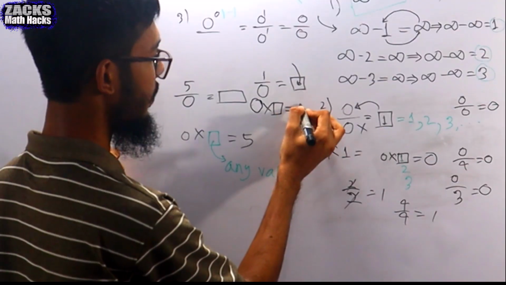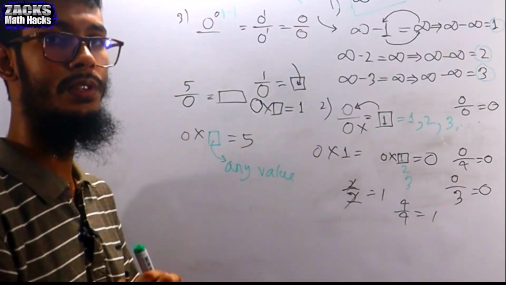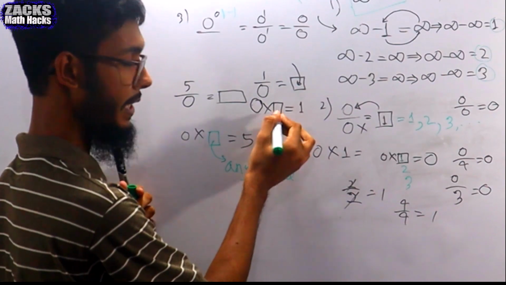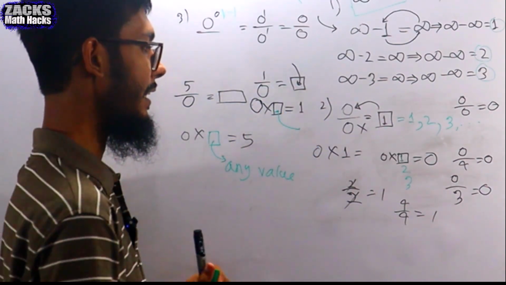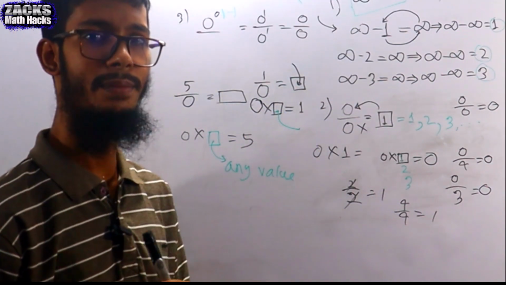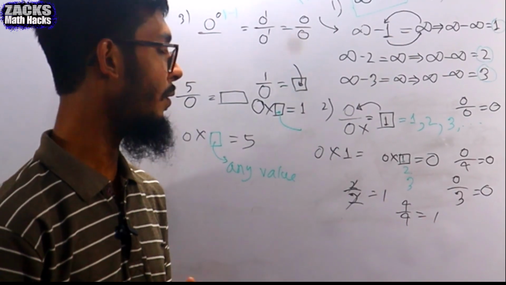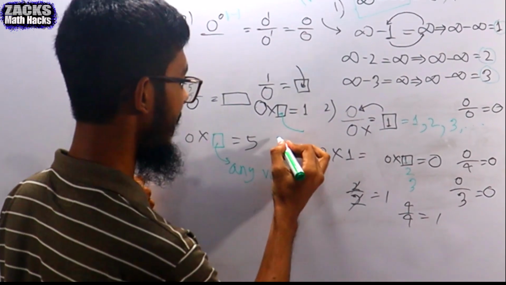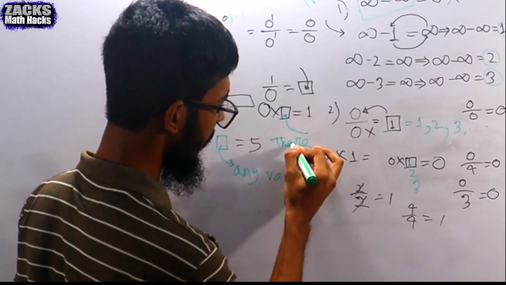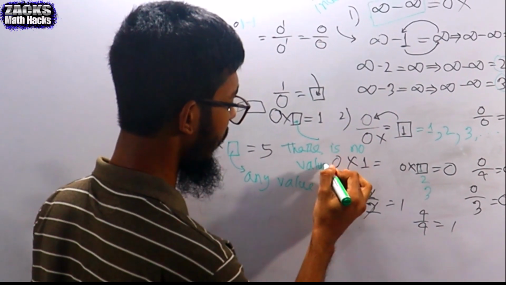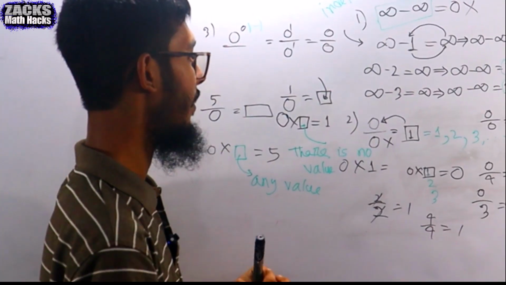0 multiply box equals to 1. Now tell me any value. If I put this value here like 2, 3, 4, 5, whatever your value, then I get 1. Is there any value? Just think a little second. There is no value, right? There is no value. If I put here, then I will get 1.